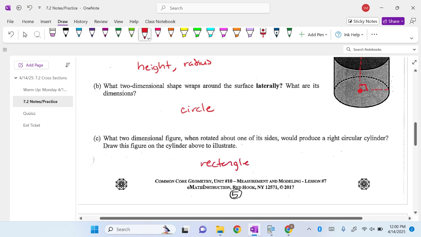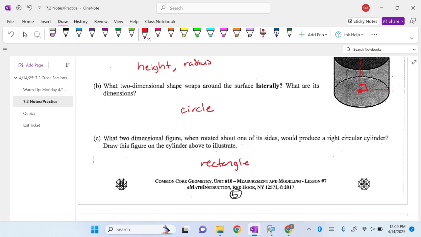So when a two-dimensional figure would rotate on one of its sides. In other words, if you took a sticky note and stuck it to your pencil and you spun it really, really fast, you would start seeing a cylinder because a sticky note's a rectangle and the rotation, which we'll talk about with 7.3 later, makes that cylinder.